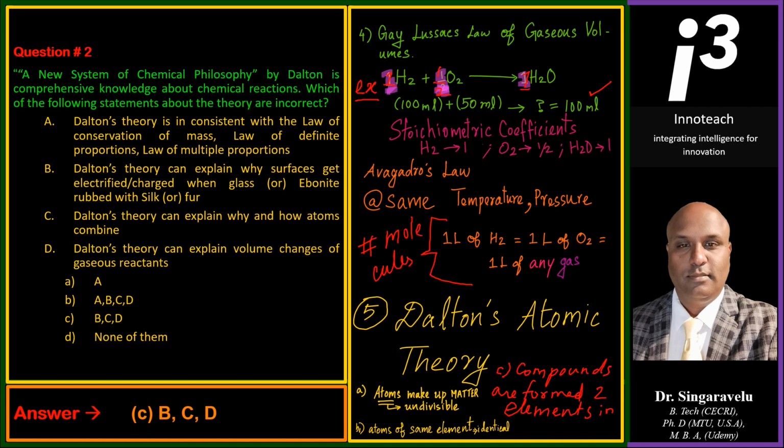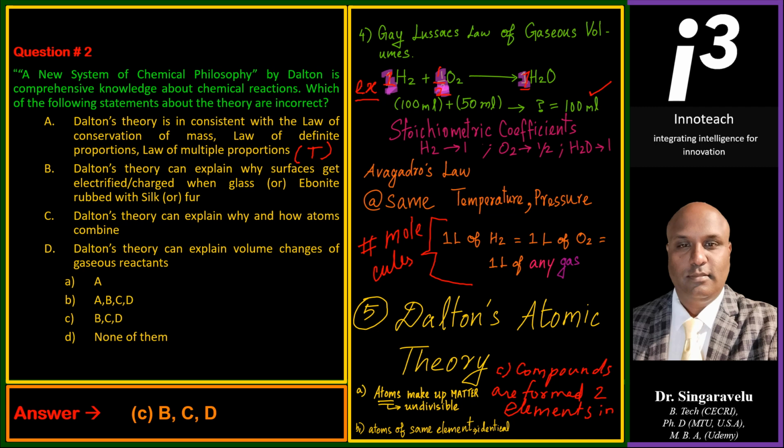And the fourth one, from Dalton's atomic theory, is that a chemical reaction is nothing but the rearrangement of atoms to combine in definite or multiple proportions to form a new compound. So that was his fourth one. Having understood that, let's now read through the choices. A. Dalton's theory is inconsistent with the law of conservation of mass, law of definite proportions, and law of multiple proportions. That statement is a true statement, right?